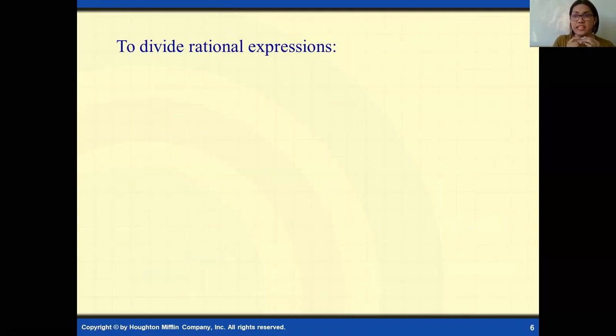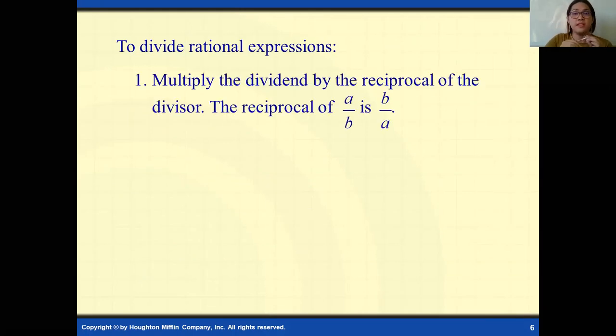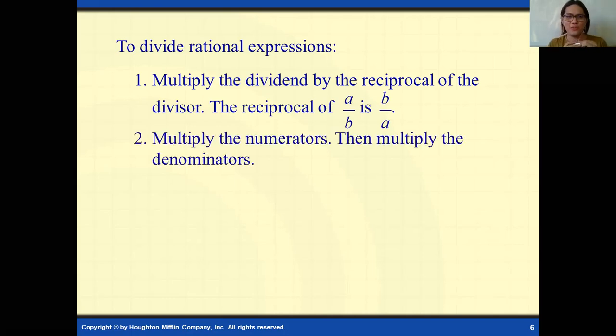So to divide rational expressions, I want you to take note of the following steps. Step number 1, multiply the dividend by the reciprocal of the divisor. So we will first get the reciprocal. Again, where will we get the reciprocal? Of your divisor. So the reciprocal of A over B is B over A. Do not forget that one. Another thing also is to multiply the numerators, then multiply the denominators.